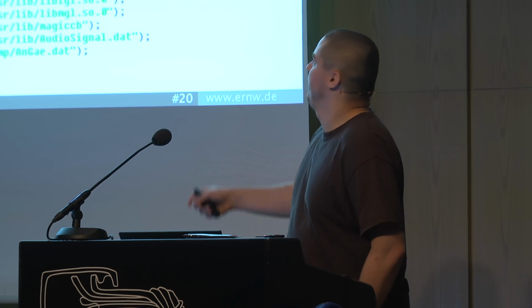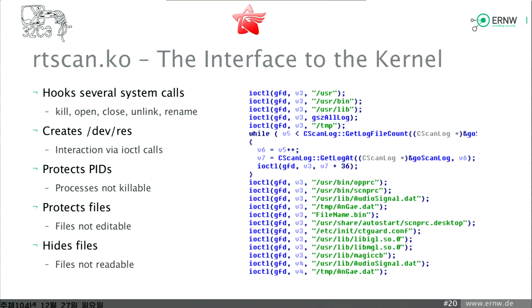And on the right side, you see how the services are interacting with this kernel module. And this is one function which mostly protects and hides the files which we just saw, which are included in this e-signature package.